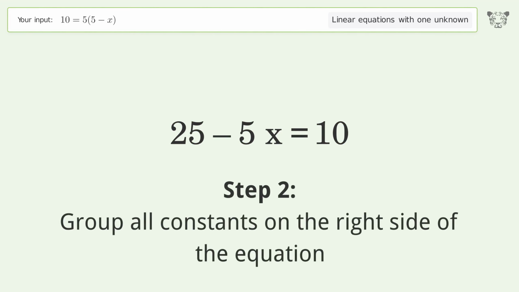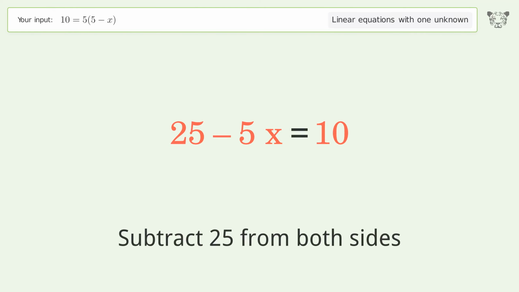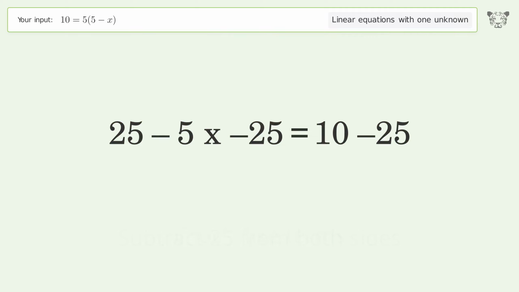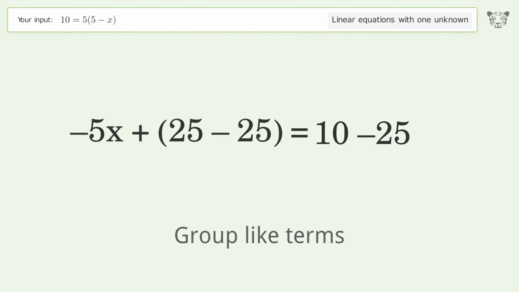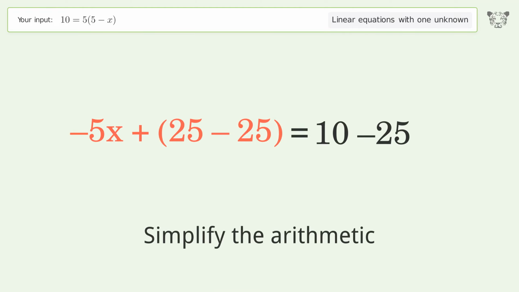Group all constants on the right side of the equation. Subtract 25 from both sides. Group like terms. Simplify the arithmetic.